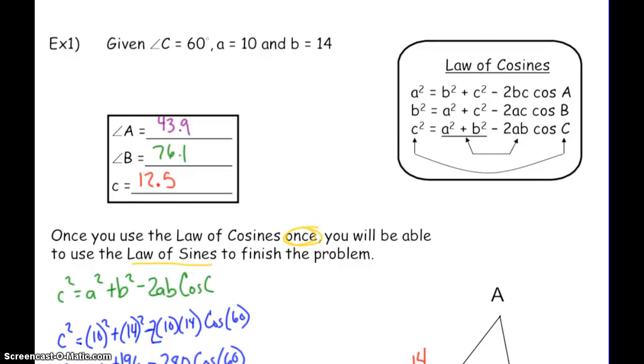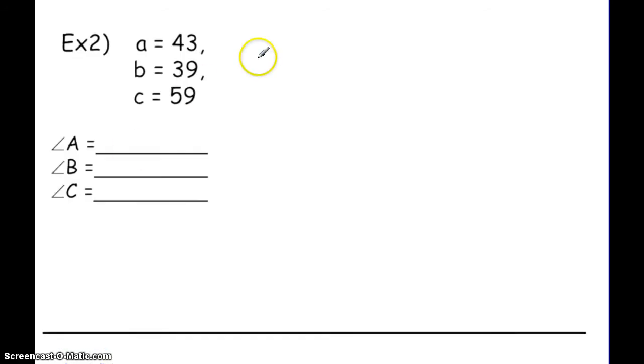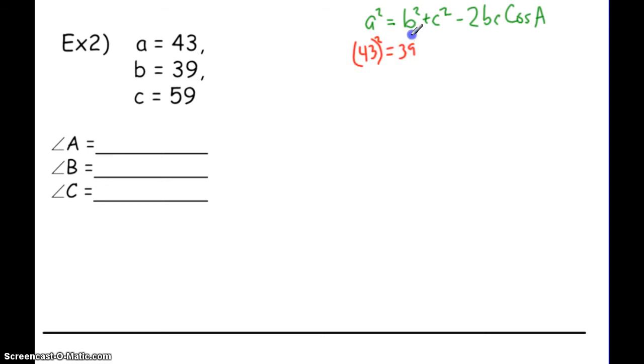So I'm just going to use the first one there, the a squared version. So if I do that, then I'm going to have this one as my formula. Let me go ahead and write it out so I don't forget any of the parts. Okay. And then I plug in what I have, which is 43 for A, 39 for B, 59 for C, plug in B and C again, cosine A.